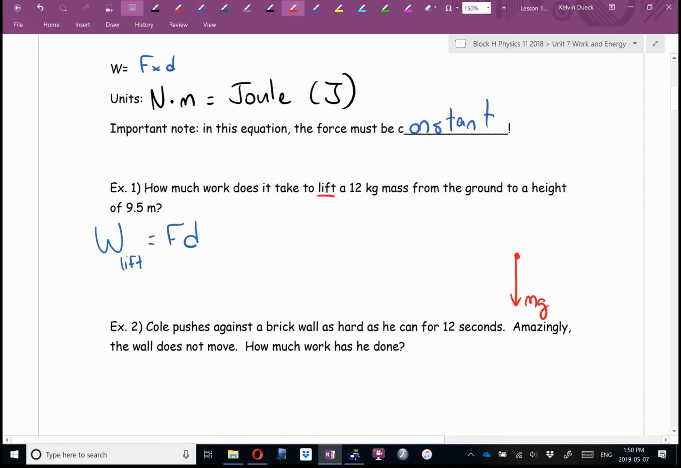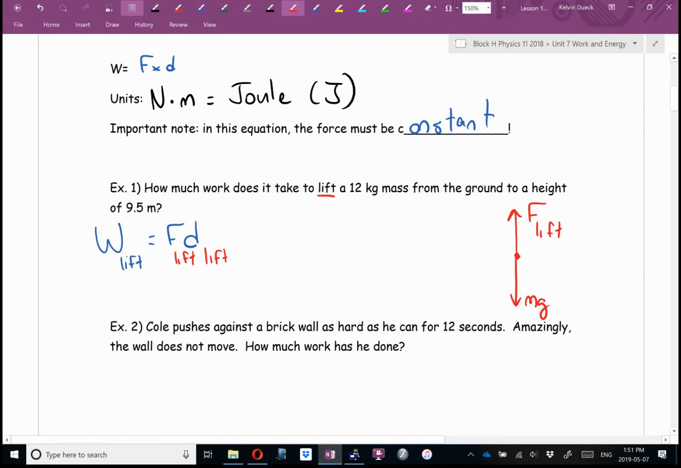If we're at a constant speed, what can you tell me about the length of the arrow pointing up? It will be identical to the length of... So I'm going to draw an arrow pointing up, and I'm going to call it F lift. And I'm going to say that lifting something, the work done when you lift something, is the force of the lift times the distance that you lift it.